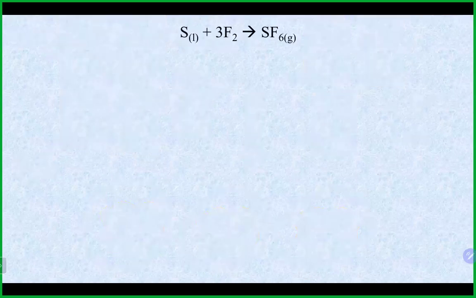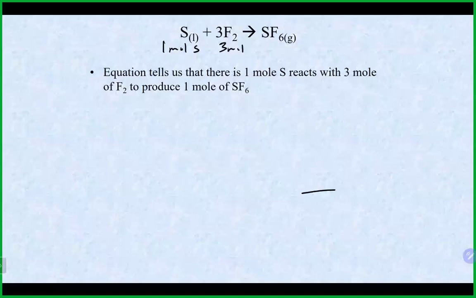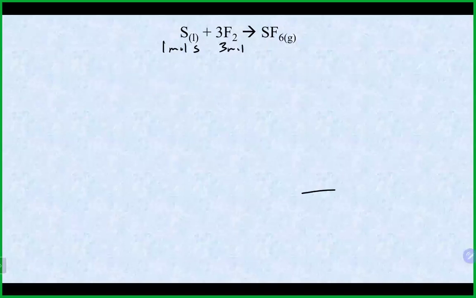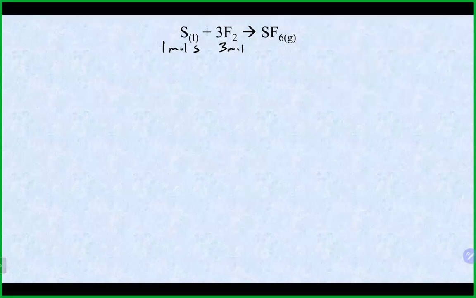So let's just say, for example, we had an equation such as this, and let's just say that we are going to be starting with 1 mole of sulfur, and we're going to react it with 3 moles of fluorine. So let's get rid of that maybe here. So in this particular case, this is our starting amounts.